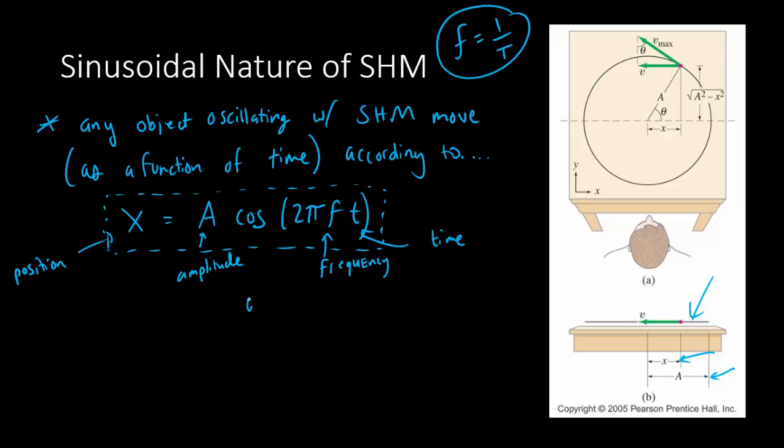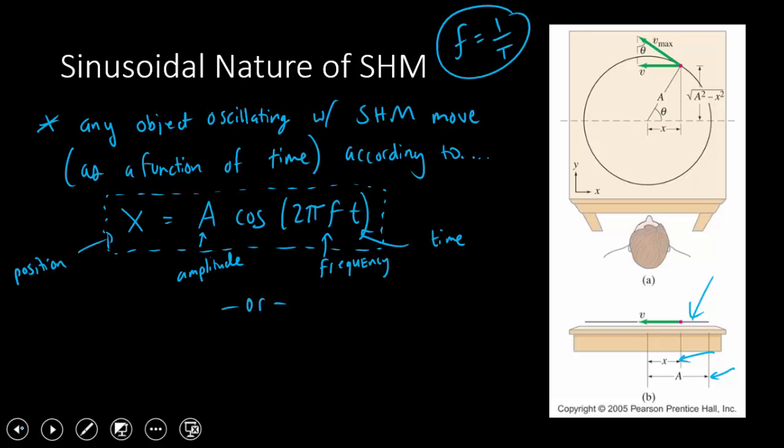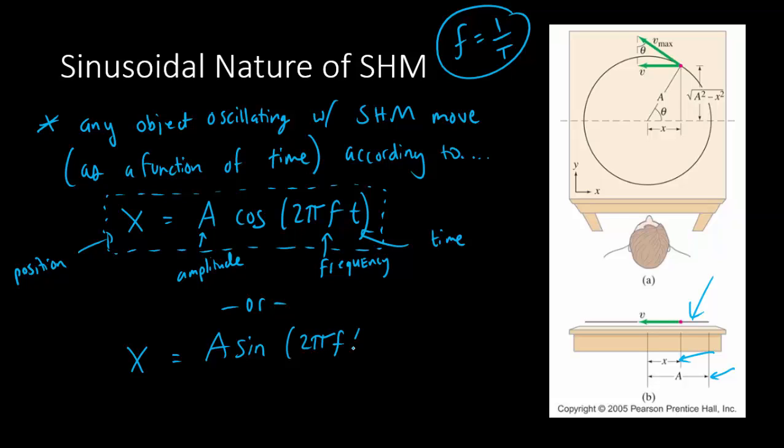Another form that you might see is the sine version, depending upon where you're looking at this. The sine version is the exact same, except it's just sine instead of cosine: x equals A sine 2 pi f t. Okay, so I'm going to go ahead and show you how we're going to use this equation.